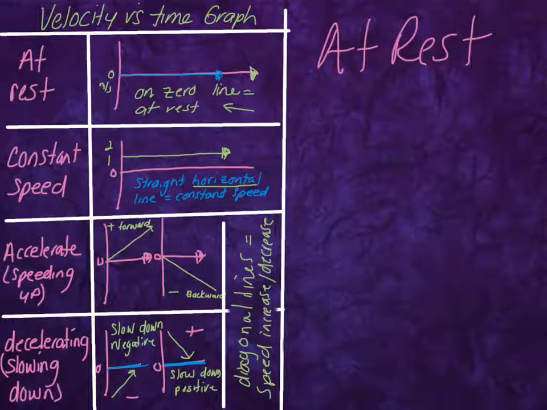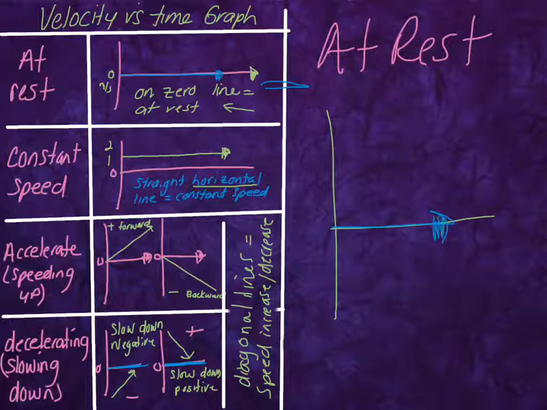Okay, so let's draw what it looks like to be at rest on a distance time graph. Sorry, wrong one. On a distance time graph, what does it look like to be at rest? Well, you can really just look in your notes to see that, and it's right here. So I'm going to draw that. There it is. I'm going to label it velocity, and time is over here. Done.